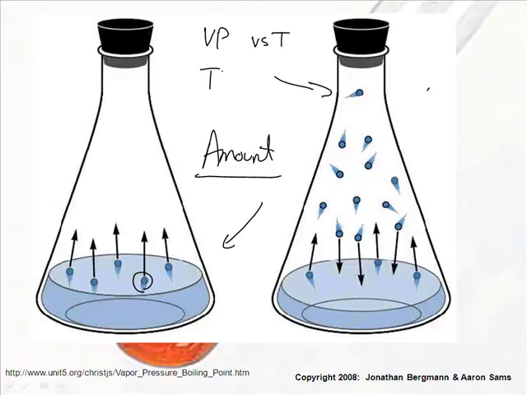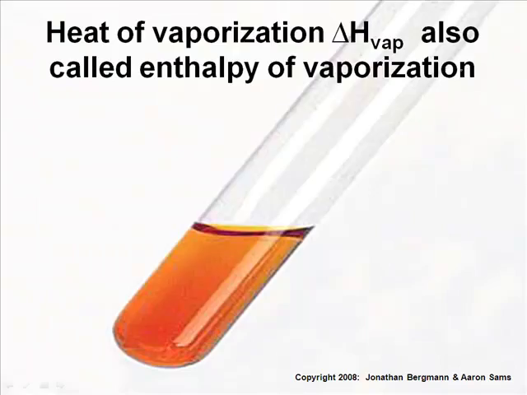So if temperature goes up, then the vapor pressure goes up. All right. Now, when it's boiling, we could actually call this the heat of vaporization, or the enthalpy of vaporization. This actually is a number. If I were trying to measure how much heat it takes to boil a particular liquid, it's called the heat of vaporization. It's the delta H of vap.